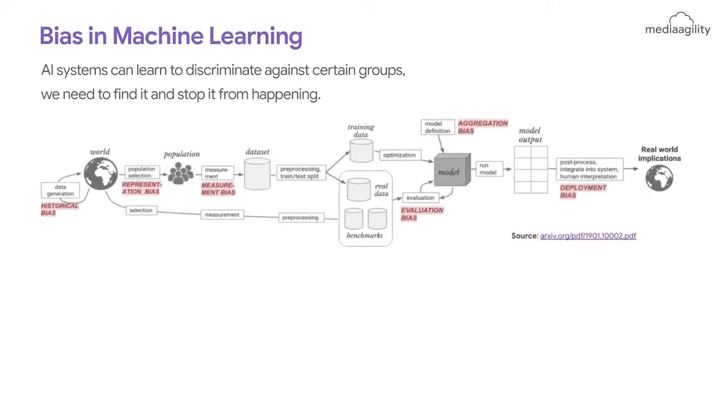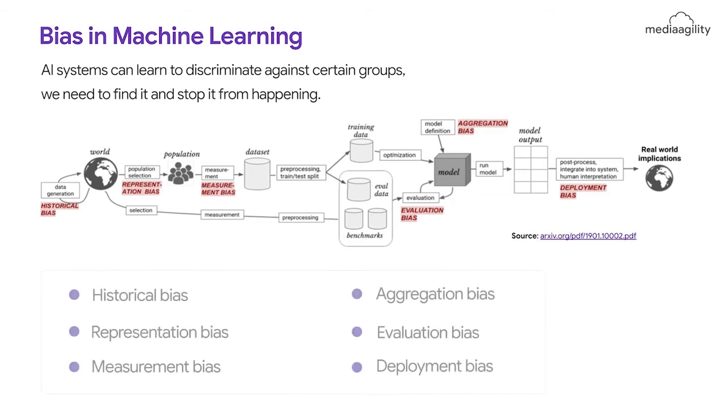Now, during the journey of collecting the data and producing the whole system, there are a lot of places where bias can happen. Now, what is bias? Bias could be of six types, which I mention here. You can have more biases as well.